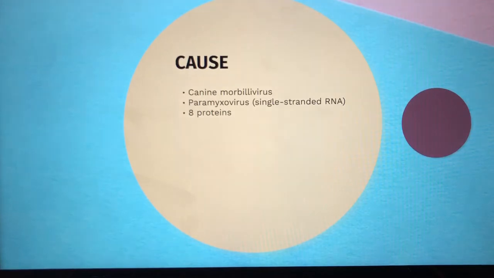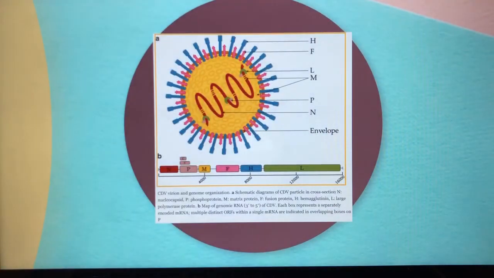So, canine distemper is caused by the canine morbillivirus. It's one of the three most common morbilliviruses, which are generally known to be pretty severe. It is a paramyxovirus, which means it's a single-stranded RNA virus, and it codes for just 8 proteins. And then here's an image that goes more into the details of, one, what those proteins I just mentioned are, and then just the general structure of the virus itself.